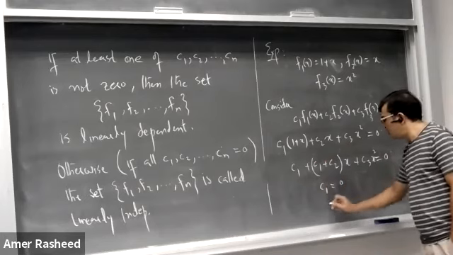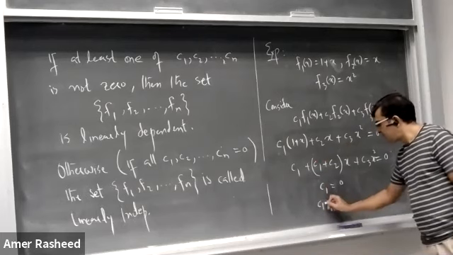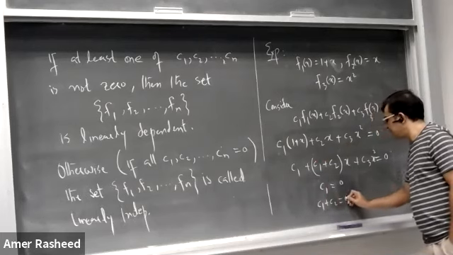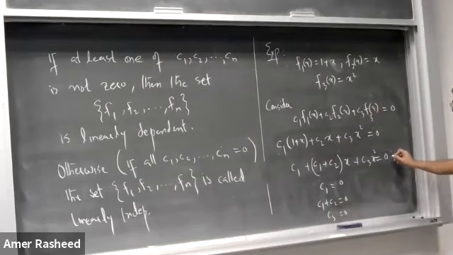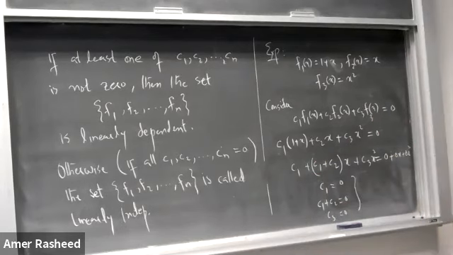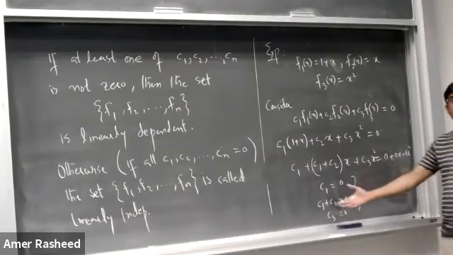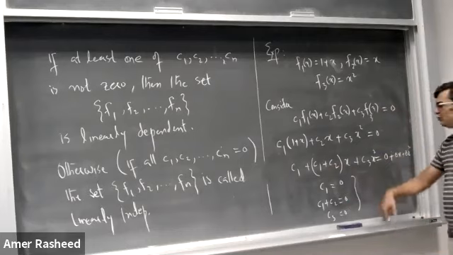C1 is equal to 0, C1 plus C2 is equal to 0, and C3 is equal to 0. Comparing, because we can write here 0 plus 0x plus 0x squared. Now, this is a homogeneous linear system, and a homogeneous linear system can be solved by writing it into augmented form and then reduced echelon form or echelon form, and then we can solve it.